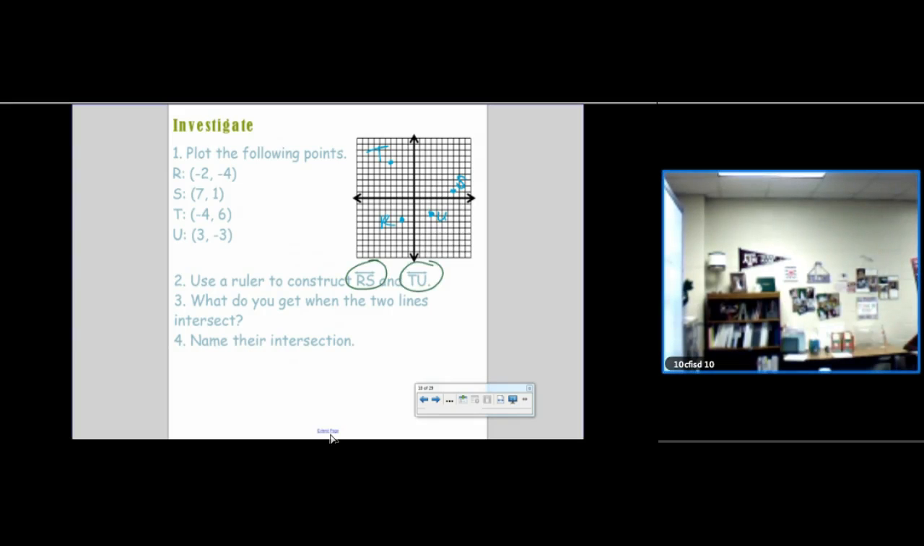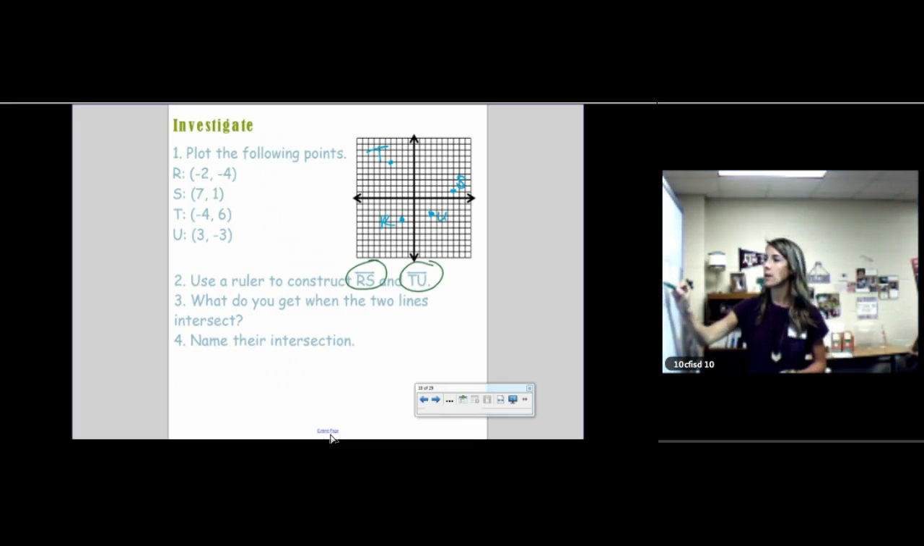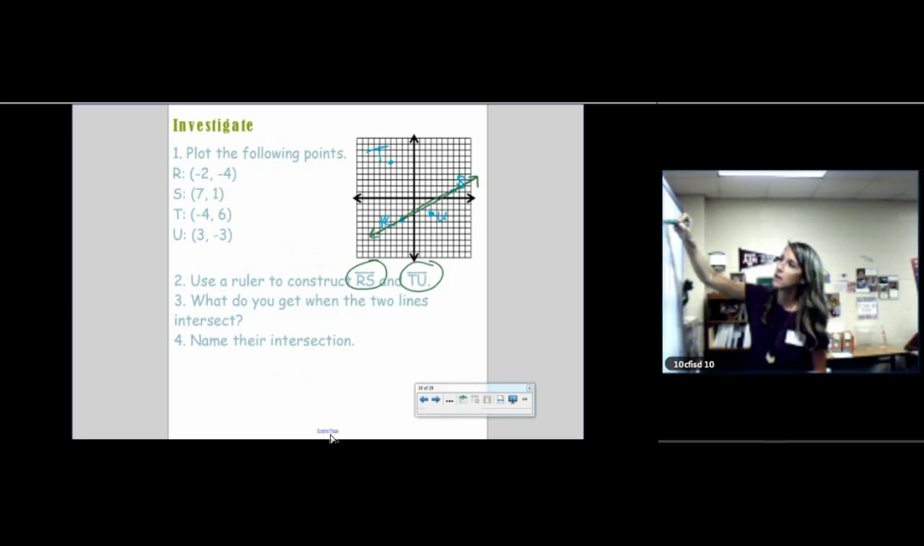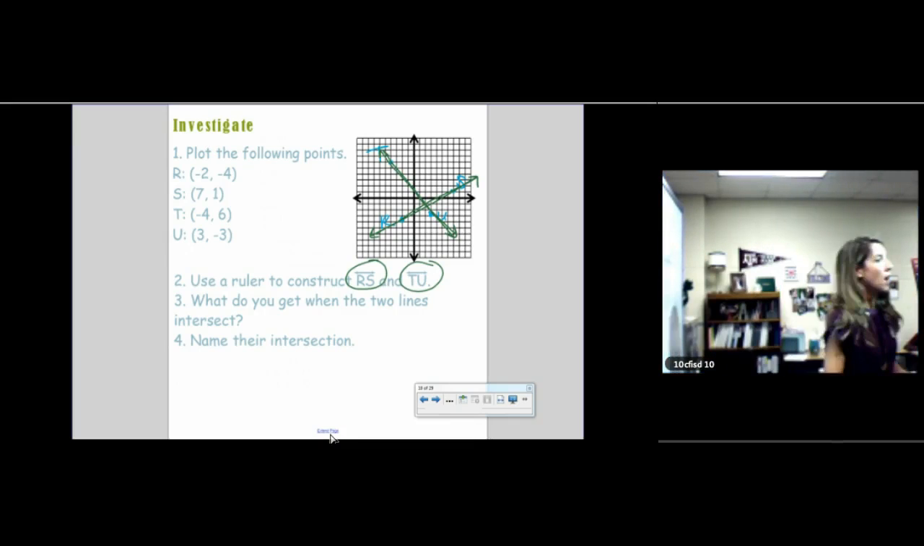So we're constructing line RS. I'm going to take R, connect it to S. Make sure you put arrows on it. Don't get lazy. And then connect T to U to get line TU. They intersect, right? So these are not parallel. They're not skew because they intersect.